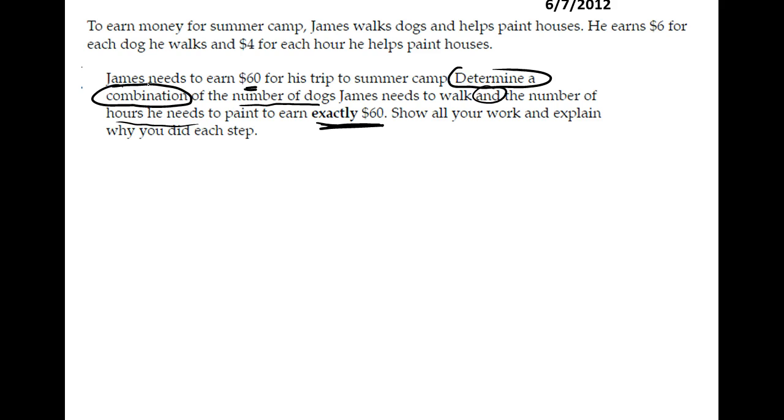There is more than one answer to this, and so the better question is, what are all the different types of answers? Give me all the answers that you could possibly do. One quick and easy answer is that he can, what do you make, $6 a dog? And you want to make $60? Well, just walk 10 dogs. We'll make $60 exactly. And then paint no houses. Don't paint. There's nothing to say that that can't be an answer.